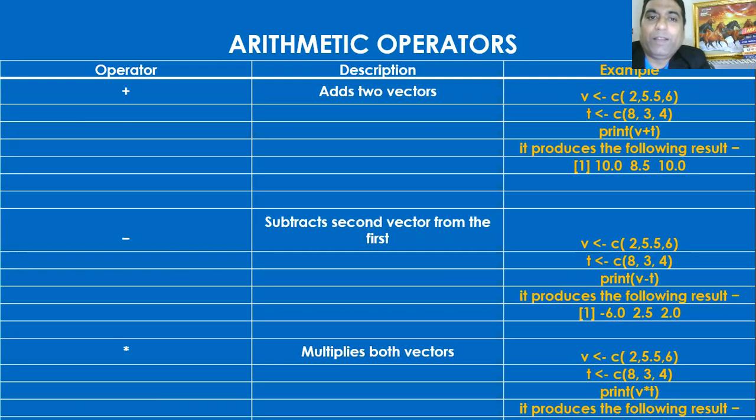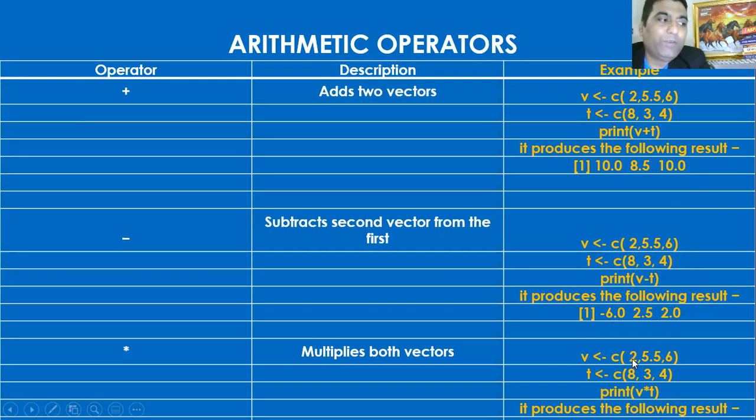Similarly, in the minus operator, if you see, the first is 2 and the second is 8. So 2 minus 8 is minus 6.0. Second, 5.5 and here 3, so it is 2.5, and 6 and 4. So the output is.